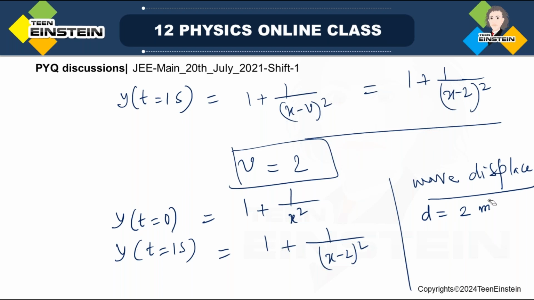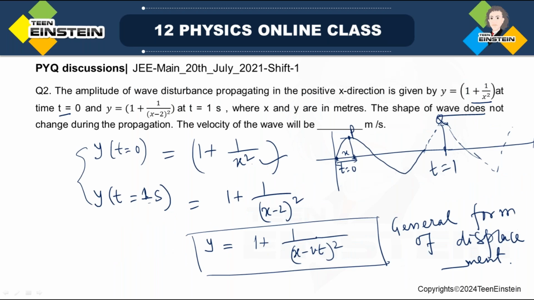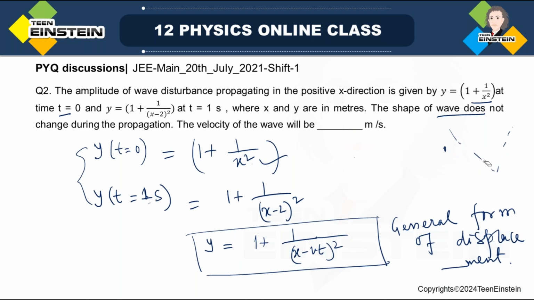And we have to find the velocity of the wave. If it is v, then it is d by t. T is 1 second, so it will be 2 meter per second. So this is how also we can solve this problem. So what will be the answer for this? The answer will be 2 meter per second. Let us write that here, 2 meter per second.